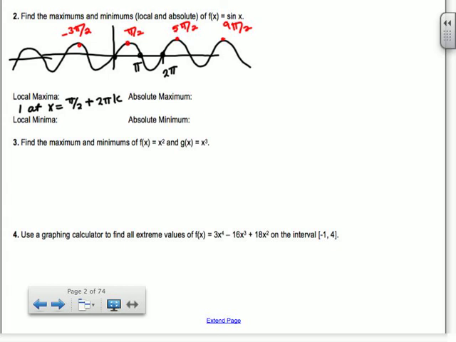Okay, how about the local minima? It's negative 1, right? That's the lowest it goes, a negative 1 for the y value. And we say at x equals, you can say it a couple different ways. I would use the positive one. Yeah, so I'd say at 3 pi over 2 plus 2 pi k. Okay, what about the absolute? Yeah, it's exactly the same. It's the same.